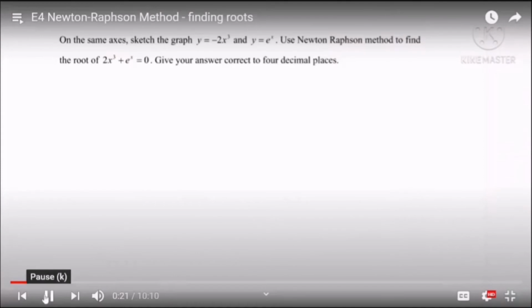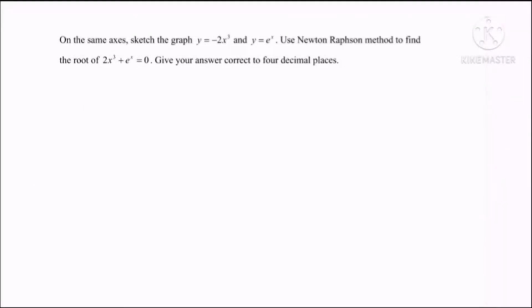The second curve will be y is equals to exponent x. Okay, untuk soalan ni, dia nak you sketch. Use the Newton-Raphson method to find the roots of the situation 2 multiplied with the x cubed plus exponent x equals to 0. Give your answer correct to 4 decimal places. So task number 1, I'm going to sketch the graph.